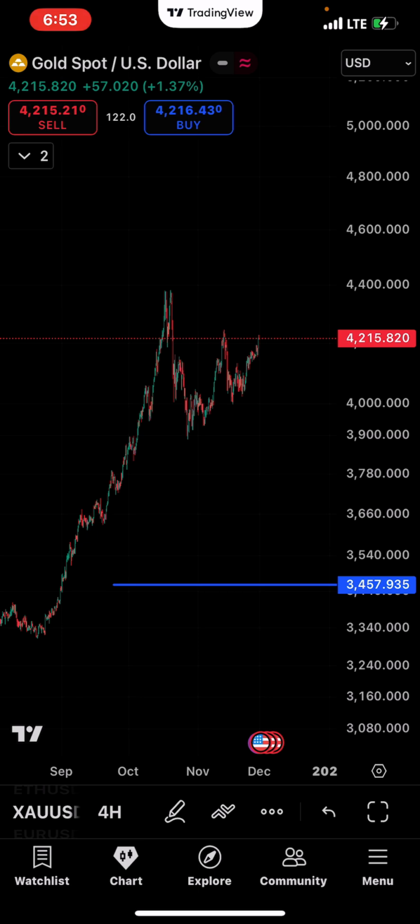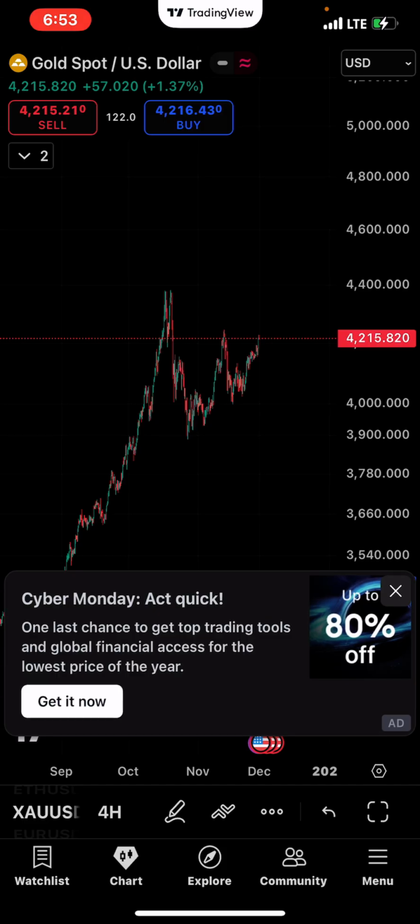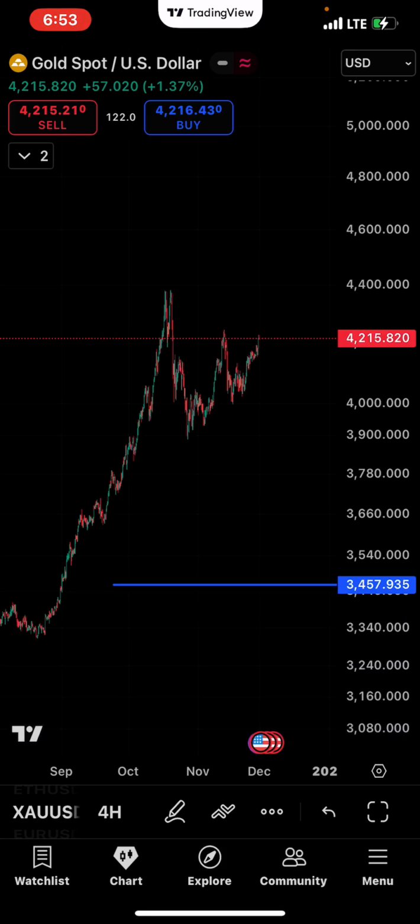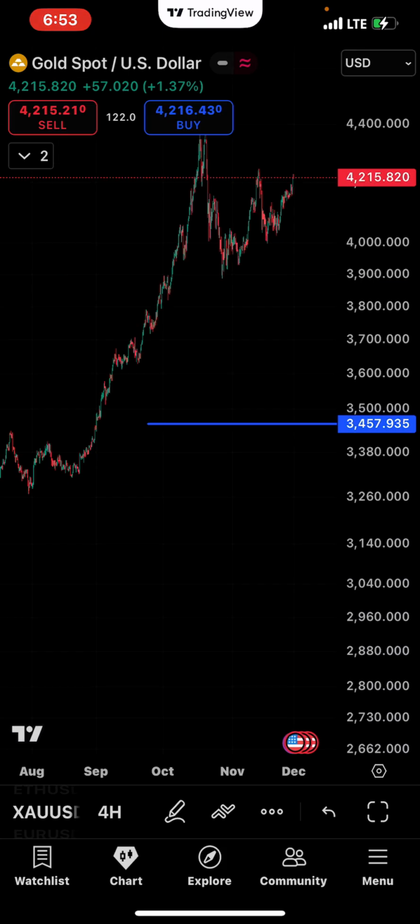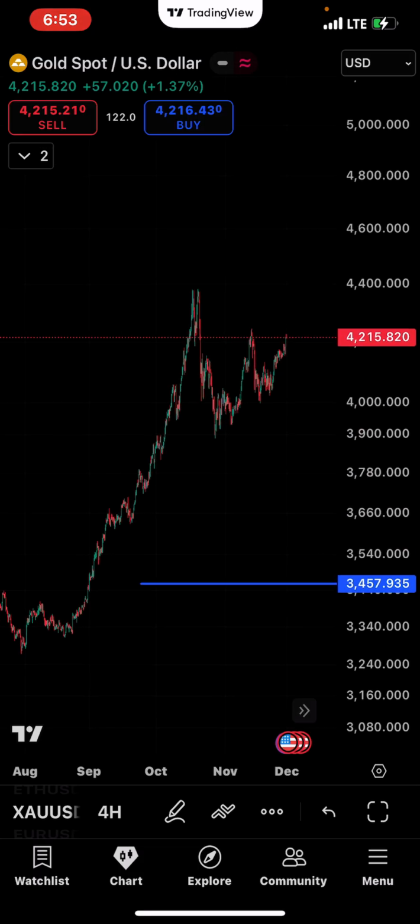First of all, I do my analysis from 4 hours time frame. So I use 4 hours to look for the move, the direction of the market. Then I use 1 hour to plot out my zones. Then I use 15 minutes and 5 minutes for execution. So that is how I trade. Now, this is 4 hours time frame.